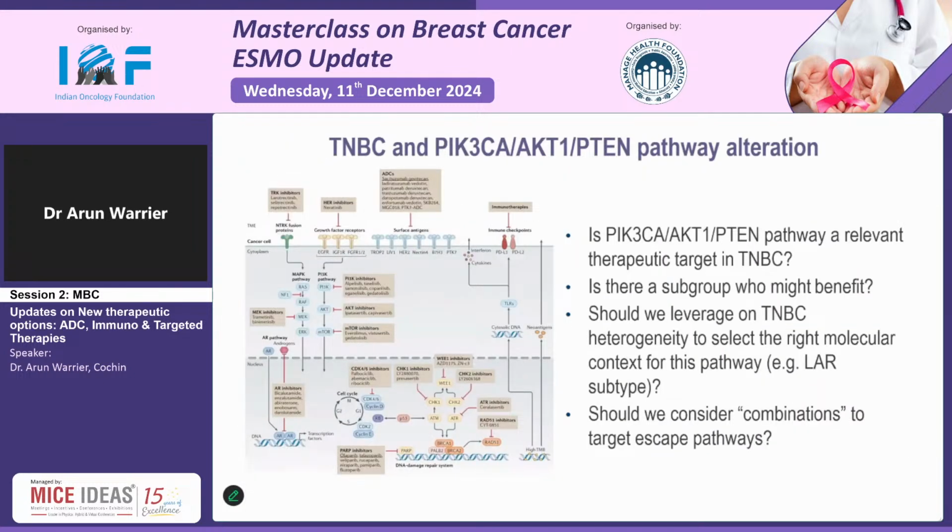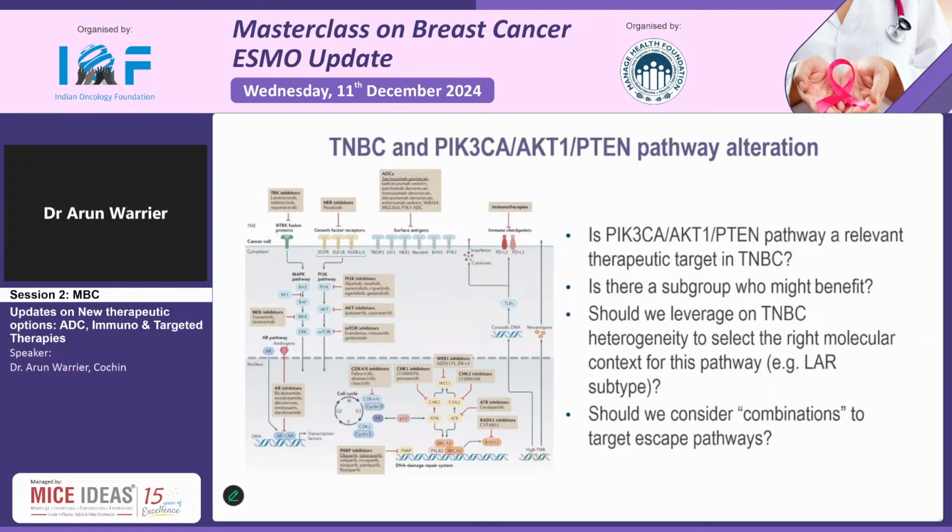So definitely TNBC and PIK3 pathway alteration is one area of focus now. Whether it is relevant as a therapeutic target is a question. And is there a subgroup who might benefit? We have to find out further. And should we leverage the TNBC heterogeneity?